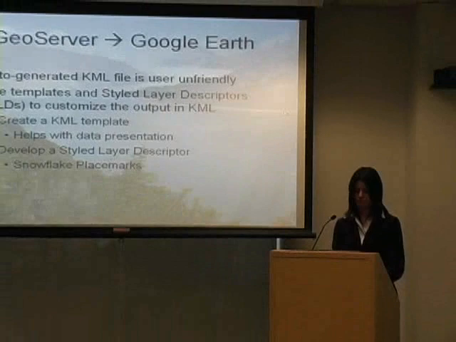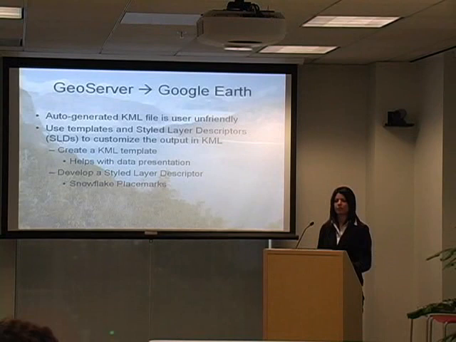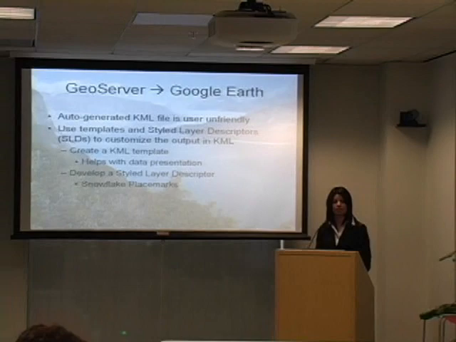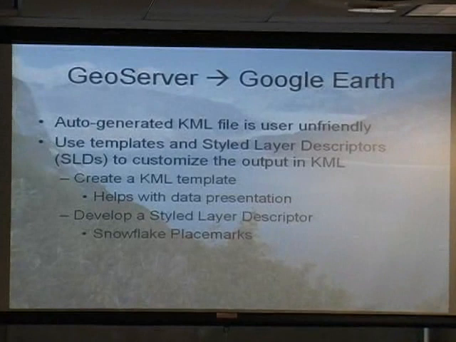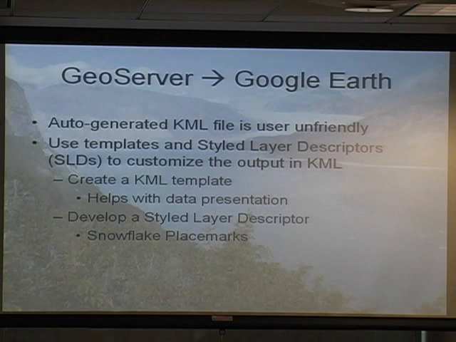So this is an outreach project that we're working on. And so we wanted to take the data from GeoServer and put it into Google Earth. And we do this, obviously, through KML. And since this is automatically generated, it makes it really nice. As I mentioned, the user output is not very friendly at first, but you can use templates and style layer descriptors and make it much nicer.